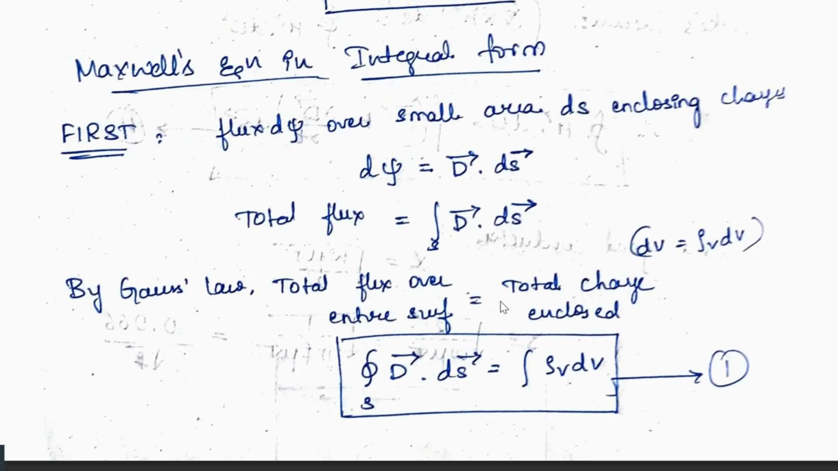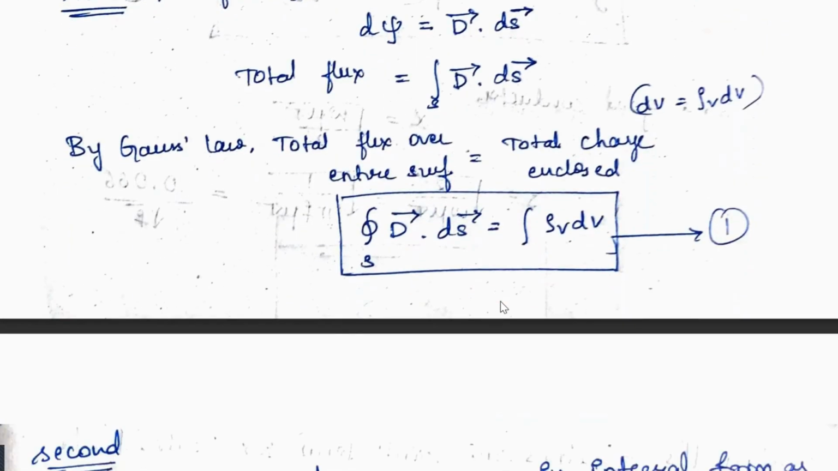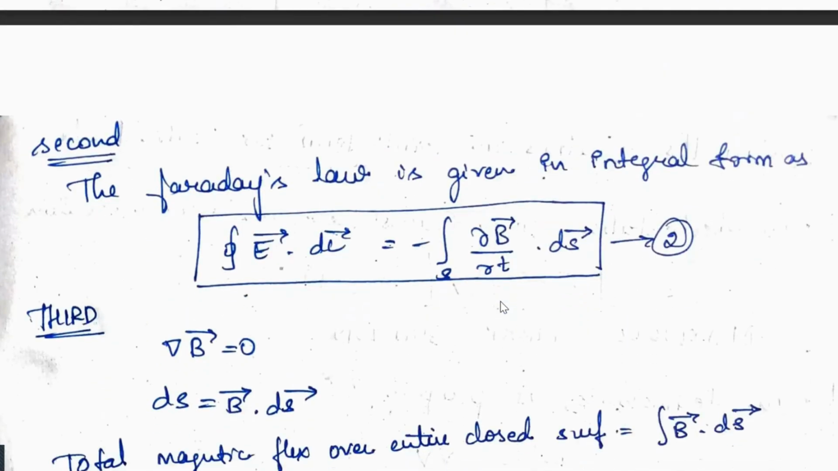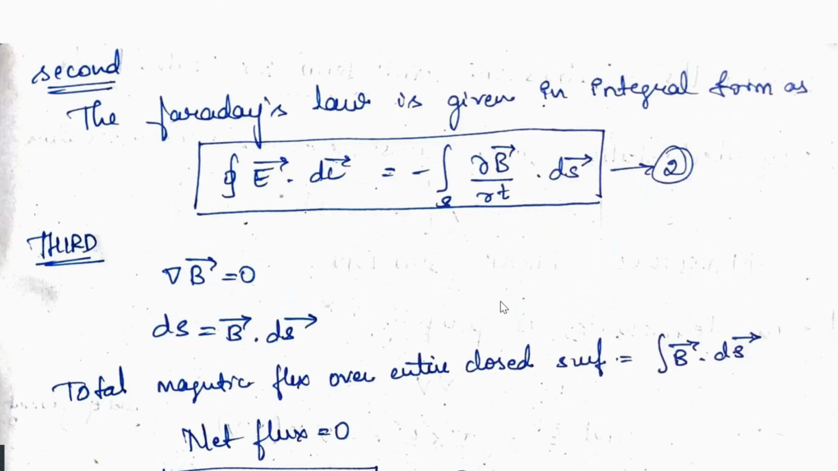Here, flux dφ over a small area ds enclosing charges, dφ is equal to D vector dot ds vector. Total flux is the surface integral of D vector dot ds vector. By Gauss law, total flux over the entire surface is equal to the total charge enclosed. So we can write the surface integral of D vector dot ds vector is equal to ∫ρv dv. Second, Faraday's law in the integral form is the closed integral of E vector dot dl vector is equal to minus the surface integral of ∂B vector/∂t dot ds vector. It is my equation 2.